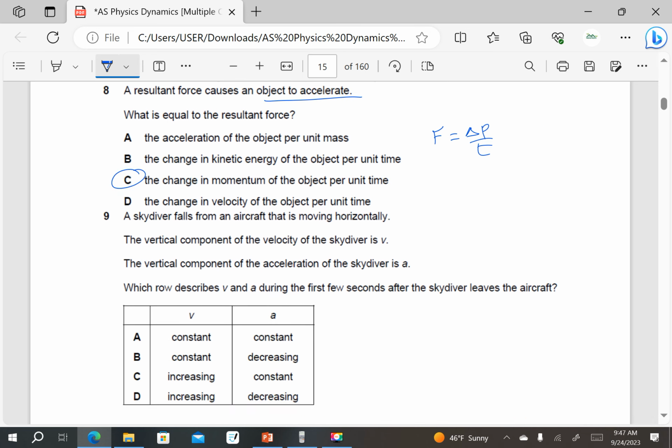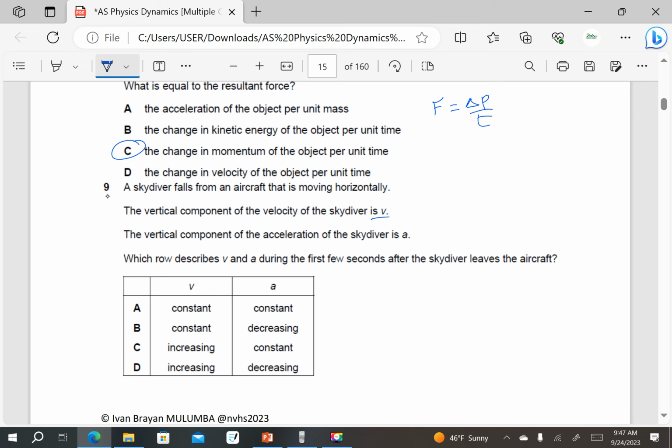A skydiver falls from an aircraft that is moving horizontally. The vertical component of velocity of the skydiver is v. The vertical component of the acceleration of the skydiver is a. Which row describes v and a during the first few seconds after the skydiver leaves the aircraft?